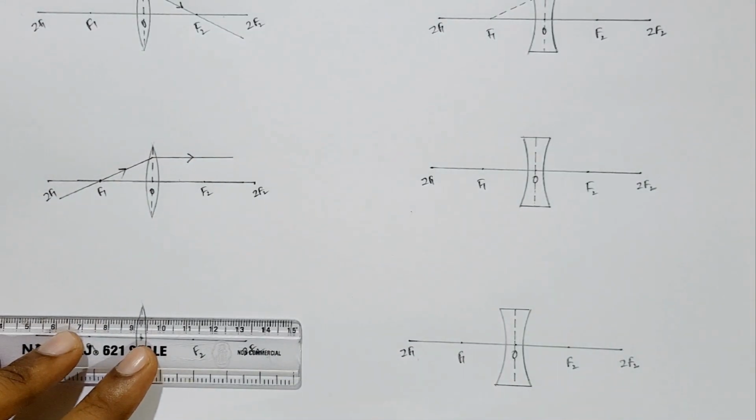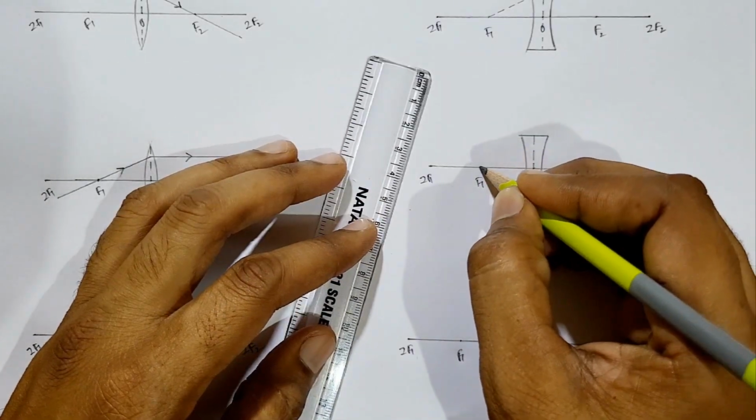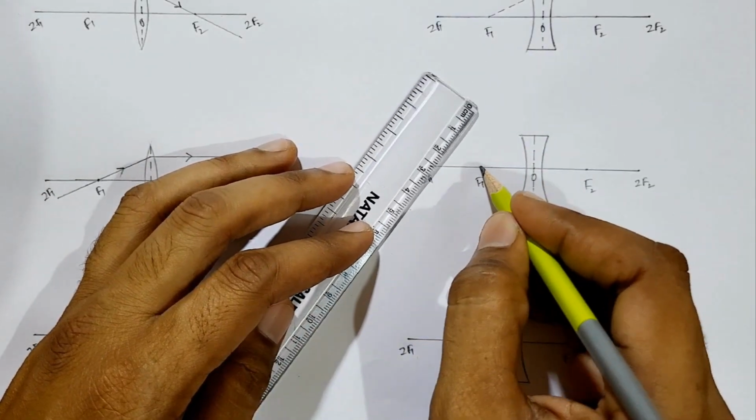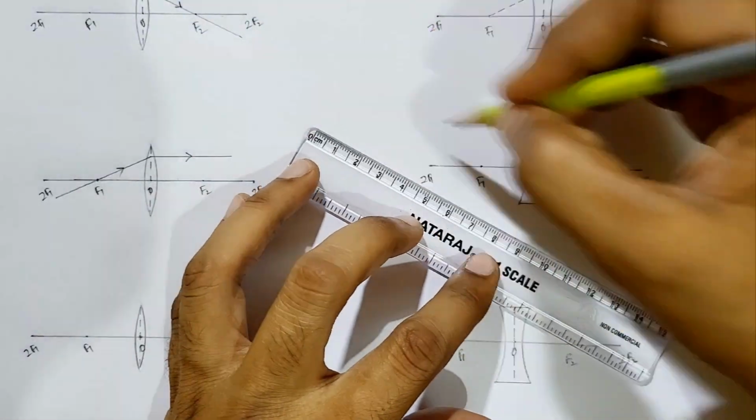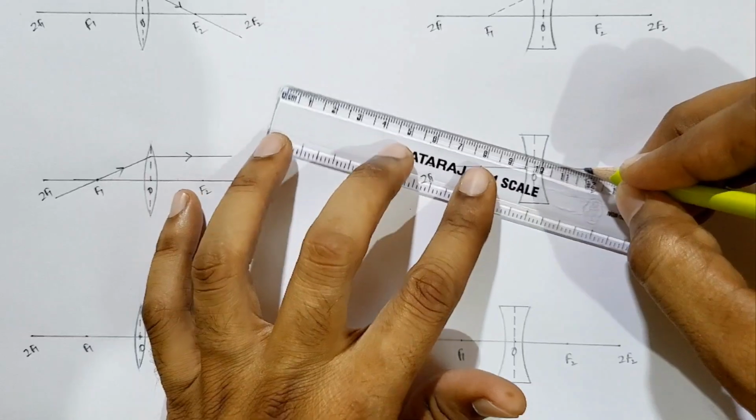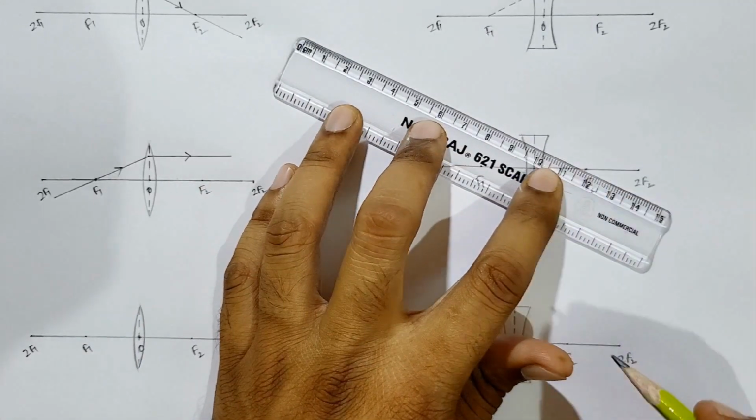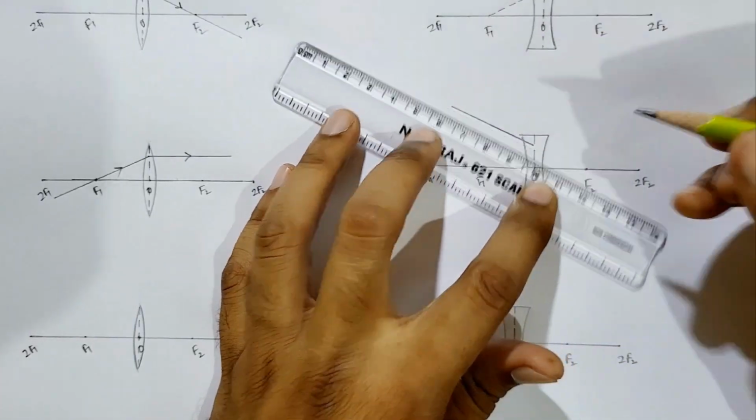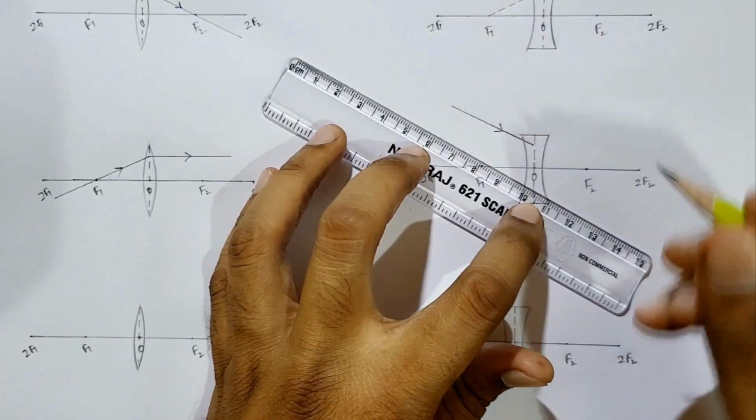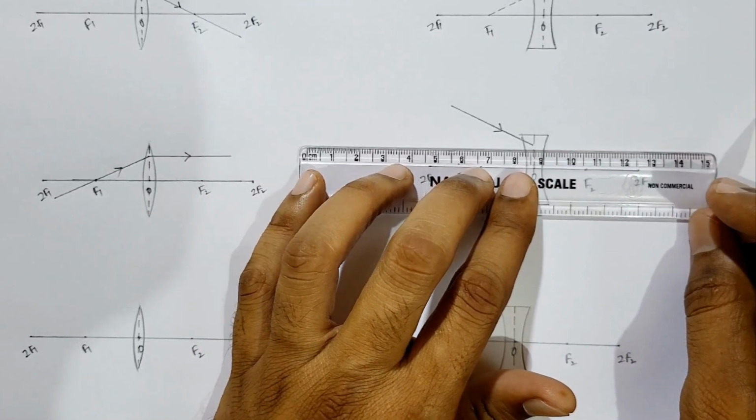What is the case in a concave lens? See, will the light ray pass through the focus like this? No. The incident light ray should appear that it is passing through the focus. We have taken the second side focus and the incident light ray is coming like this. Now the refracted light ray will pass parallel to the principal axis like this.